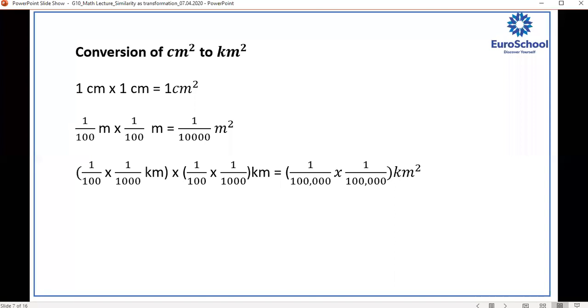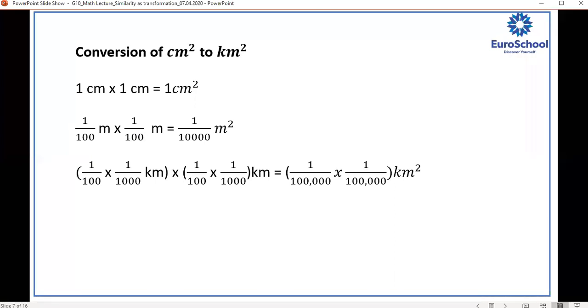I'm doing it from the beginning, right? So centimeter square is what? 1 centimeter into 1 centimeter. We have to convert it into kilometers. First we need to convert it into meters. 1 meter is equal to 100 centimeters, so 1 centimeter is equal to 1 by 100 meter. Now when we multiply 1 centimeter into 1 centimeter, we multiply 1 by 100 meter into 1 by 100 meter, right?